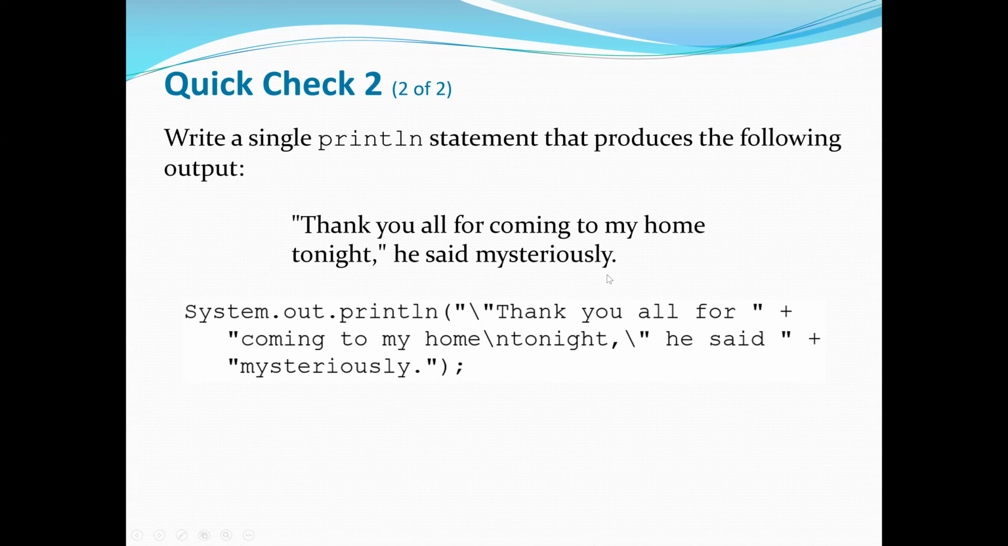"They said mysteriously," then we write, so there's nothing else. So again, we start with a double quote. So we have a backslash and double quote. "Thank you for coming to my home." After that, we move to a new line. So we have backslash n and "tonight." Then after tonight, we have a double quote. So backslash double quote. "They said mysteriously."